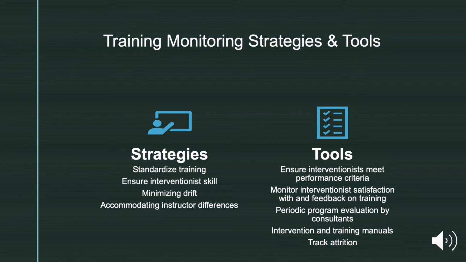And there are some tools to use for this. You might have performance criteria for the people delivering the intervention. You may monitor their satisfaction and take their feedback. Again, periodic program evaluation, including assessment of the people delivering the program, and also tracking attrition. So if you have a lot of turnover among the people delivering the program, that could also affect the fidelity.